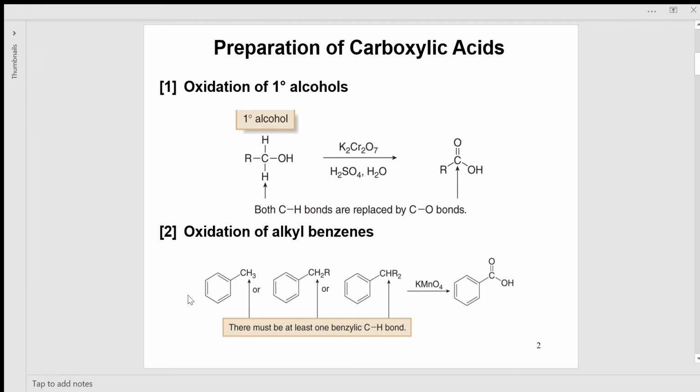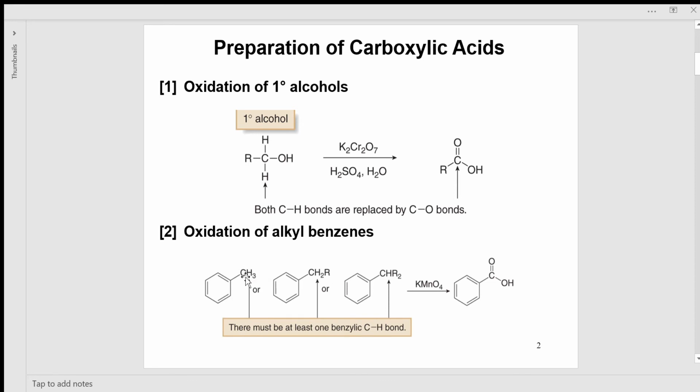The second reaction is another oxidation reaction to prepare aromatic carboxylic acid. This is a benzoic acid. In this case, we need a benzene ring, we need an alkyl group. So there is a requirement for this type of oxidation reaction. The requirement is that there is at least one hydrogen on the first carbon here. If we do not have a hydrogen here, there is no carbon-hydrogen bond, there is no oxidation reaction.